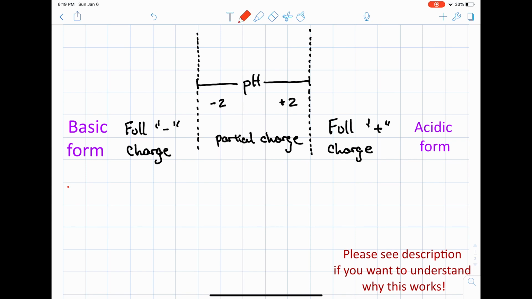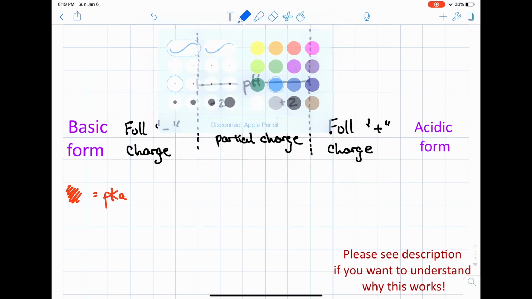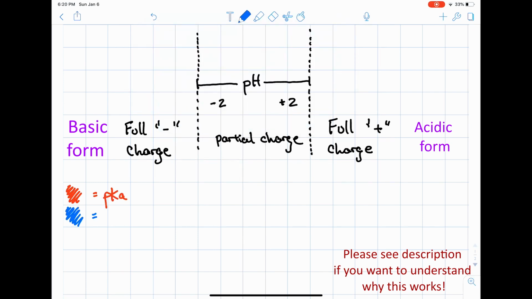With this example, I will write out the pKa values in red and the pH values in blue. The pH given is 4.8, so I write that number in the middle. Subtracting 2 from that number will give us 2.8, and adding 2 to that number will give us 6.8. This is now the range we will use to compare with the pKa values.